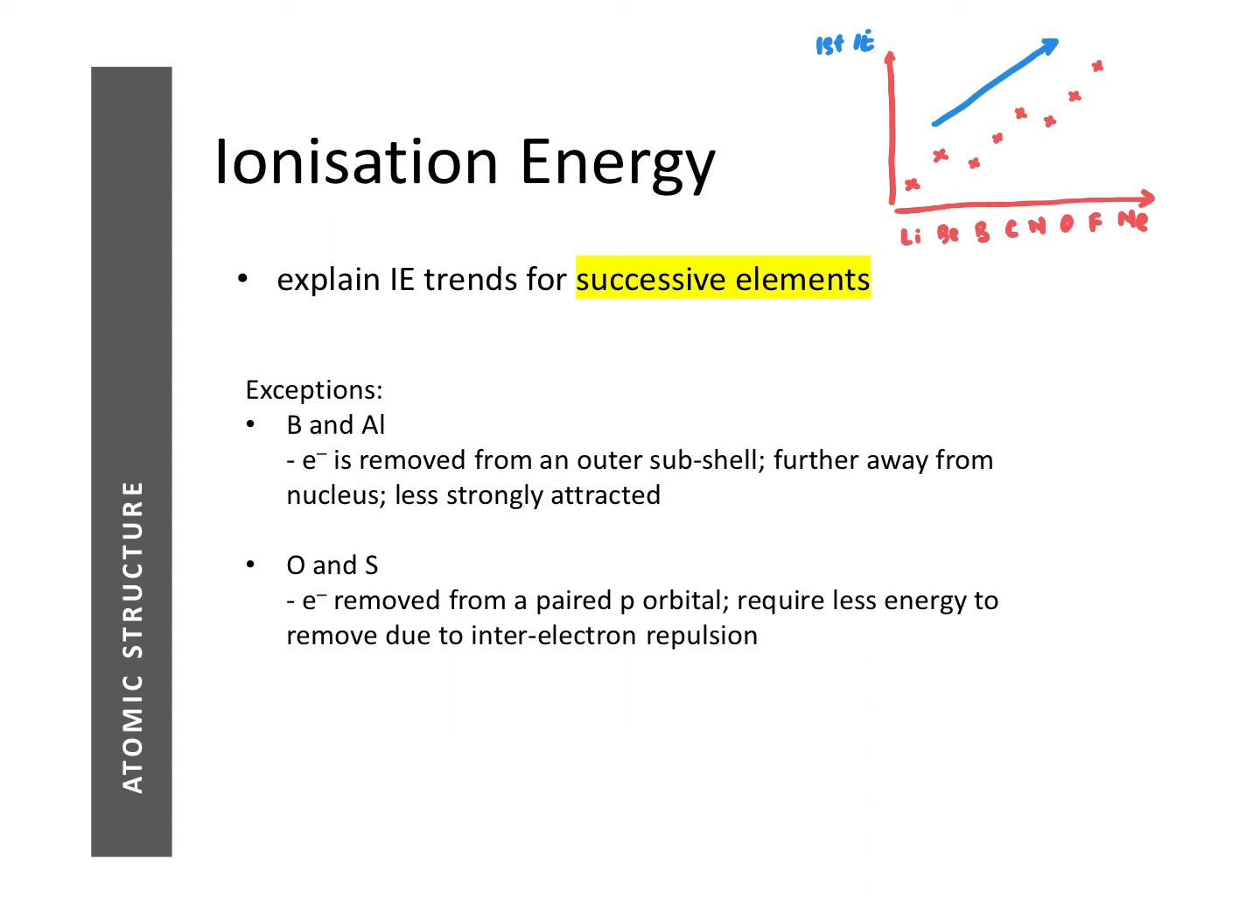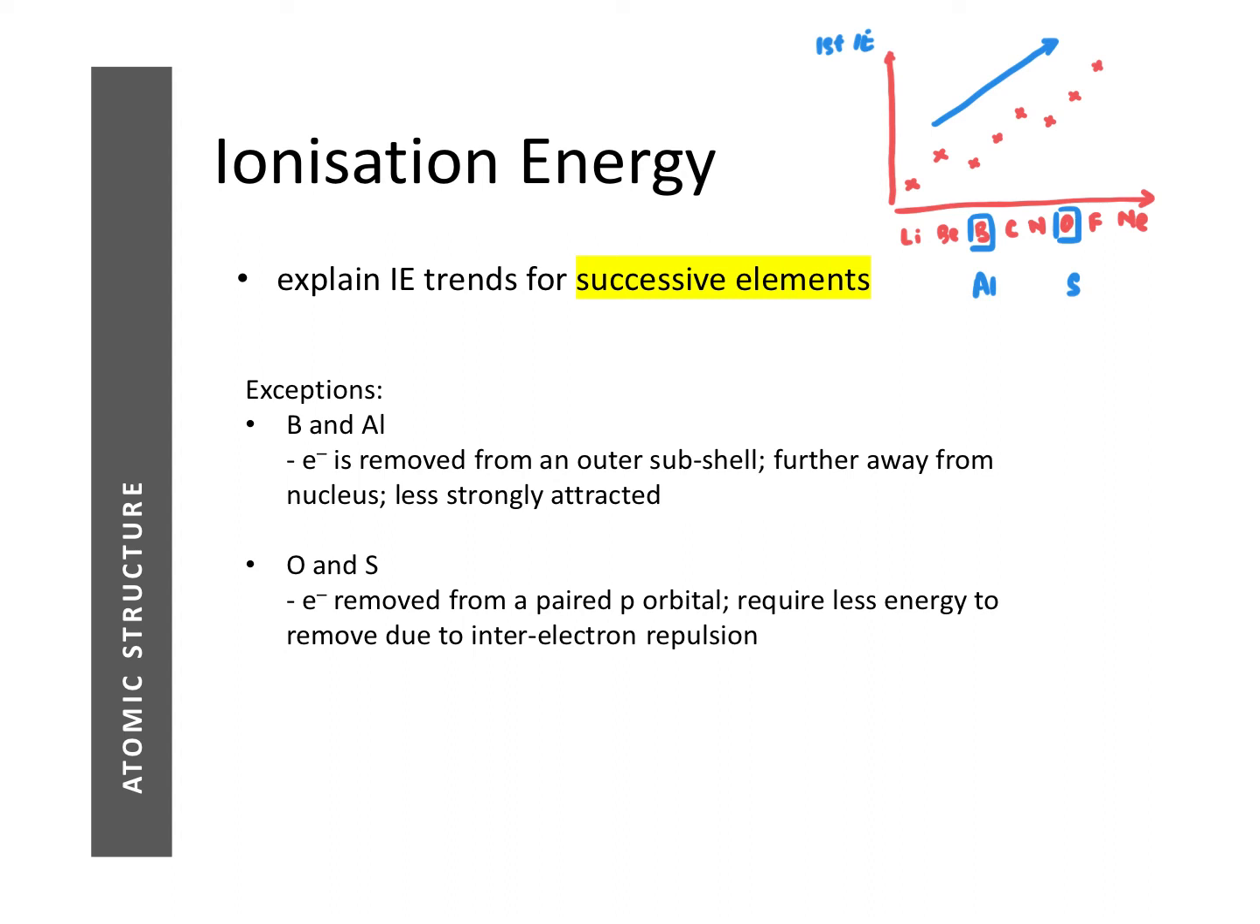But if you look at the graph at the very beginning and the graph that I've drawn here, you would find that there seems to be 2 exceptions. One of them would be boron, the other one would be oxygen. And if you analyze elements in period 3, you would find the same exception with aluminium, the element that's below boron, as well as sulfur, the element that's below oxygen.